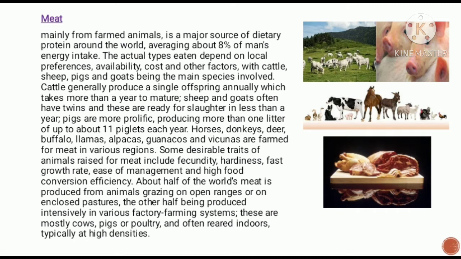About half of the world's meat is produced from animals grazing on open ranges or on enclosed pastures, the other half being produced intensively in various factory farming systems. These are mostly cows, pigs, or poultry, and often reared indoors, typically at high densities.